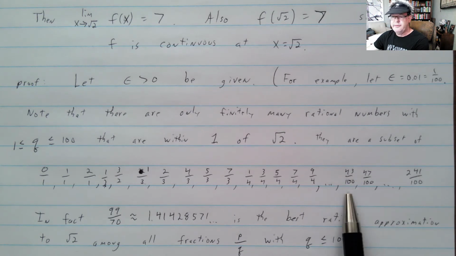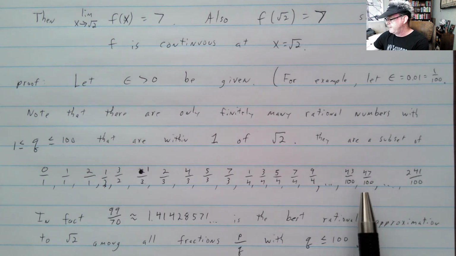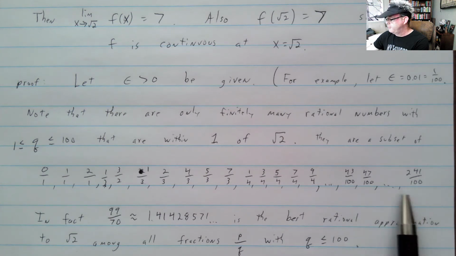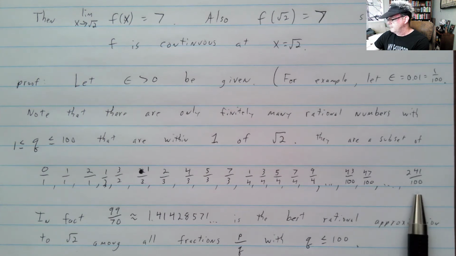42 over 100 is not in lowest terms, and 41 over 100 is more than 1 away. So that time I didn't list it. So 43 over 100 is the first fraction that's within 1 of root 2, denominator 100. Then 44 over 100 is not in lowest terms. 45, 46 over 100, not in lowest terms. 47 over 100 will be the next one. And so on until you get to 241 over 100. And then that would be it.